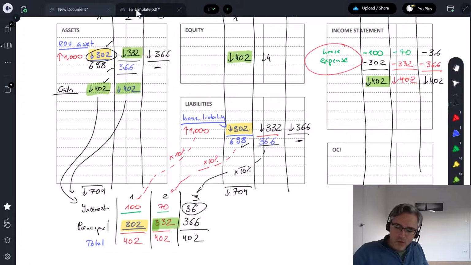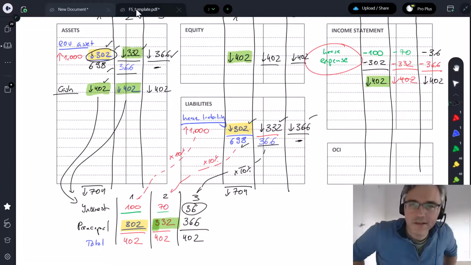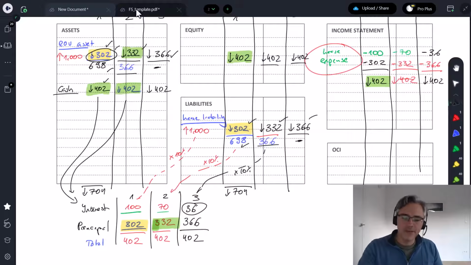And of course, all the time we're also impacting equity. But as you can see, whatever you do to equity is what left the company as a cash flow. And whatever you reduce the asset by is also what you reduce the liability by. So the balance sheet really does balance after each of these years.